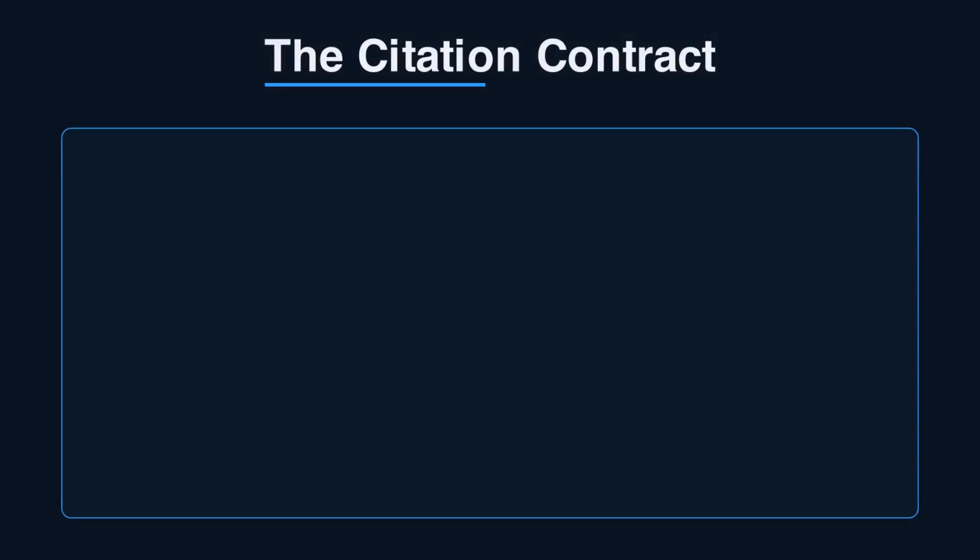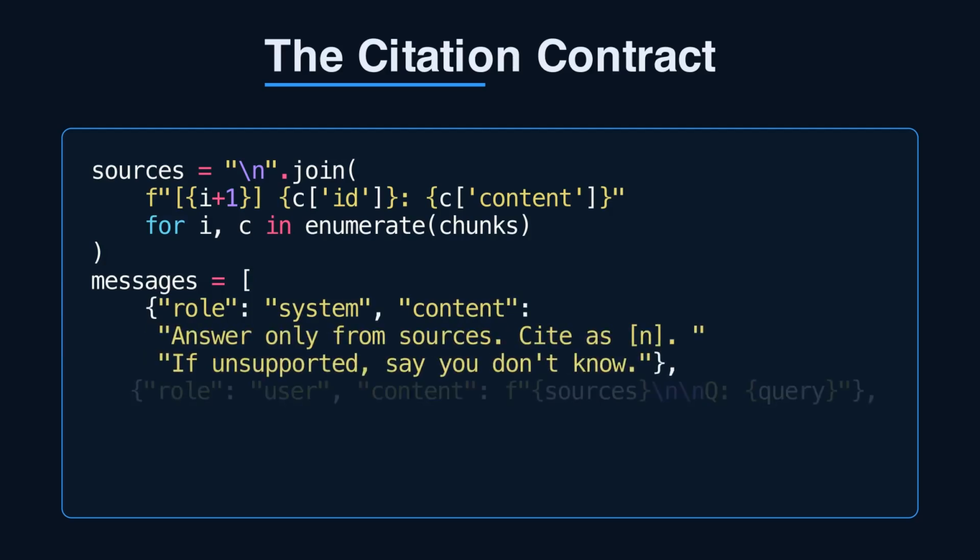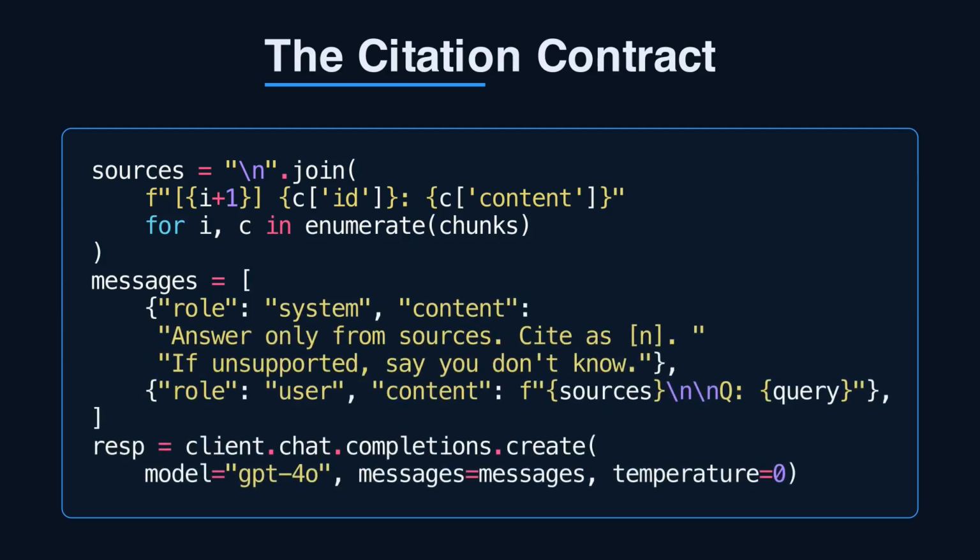Now the citation contract itself. Give each chunk a numbered reference in the prompt. Tell the model to cite using those exact numbers. Ask for bracket markers like [1], [2]. Force a fallback: say "I don't know" when unsupported. Set temperature to 0 to keep answers grounded. The system prompt is doing the heavy lifting here.